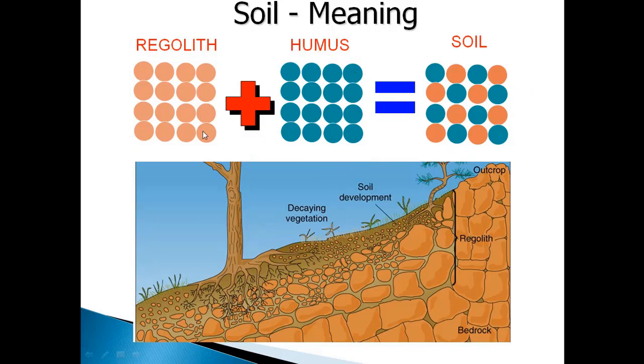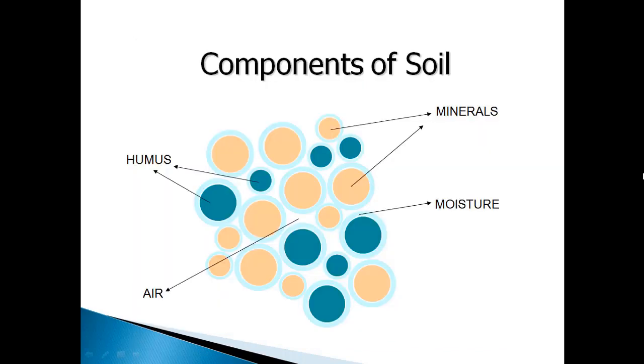Regolith is a mixture of large and small fragments of rock that mainly exist on the earth crust. Humus is the mixture of dead remains of trees and plants. When they get decomposed, they convert into nutrient-rich humus, and regolith and humus work together to develop good quality soil. Now we'll understand what the different components of soil are.